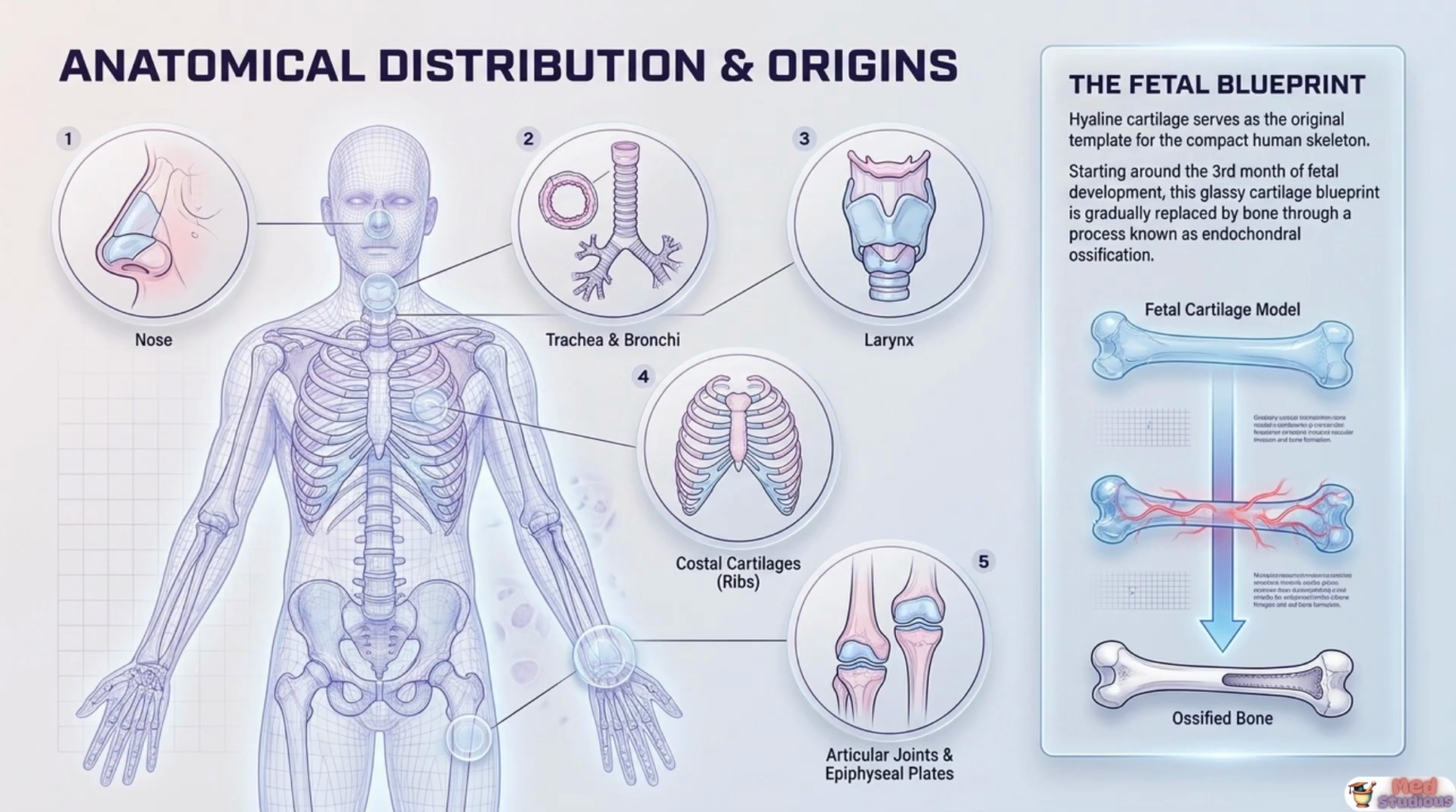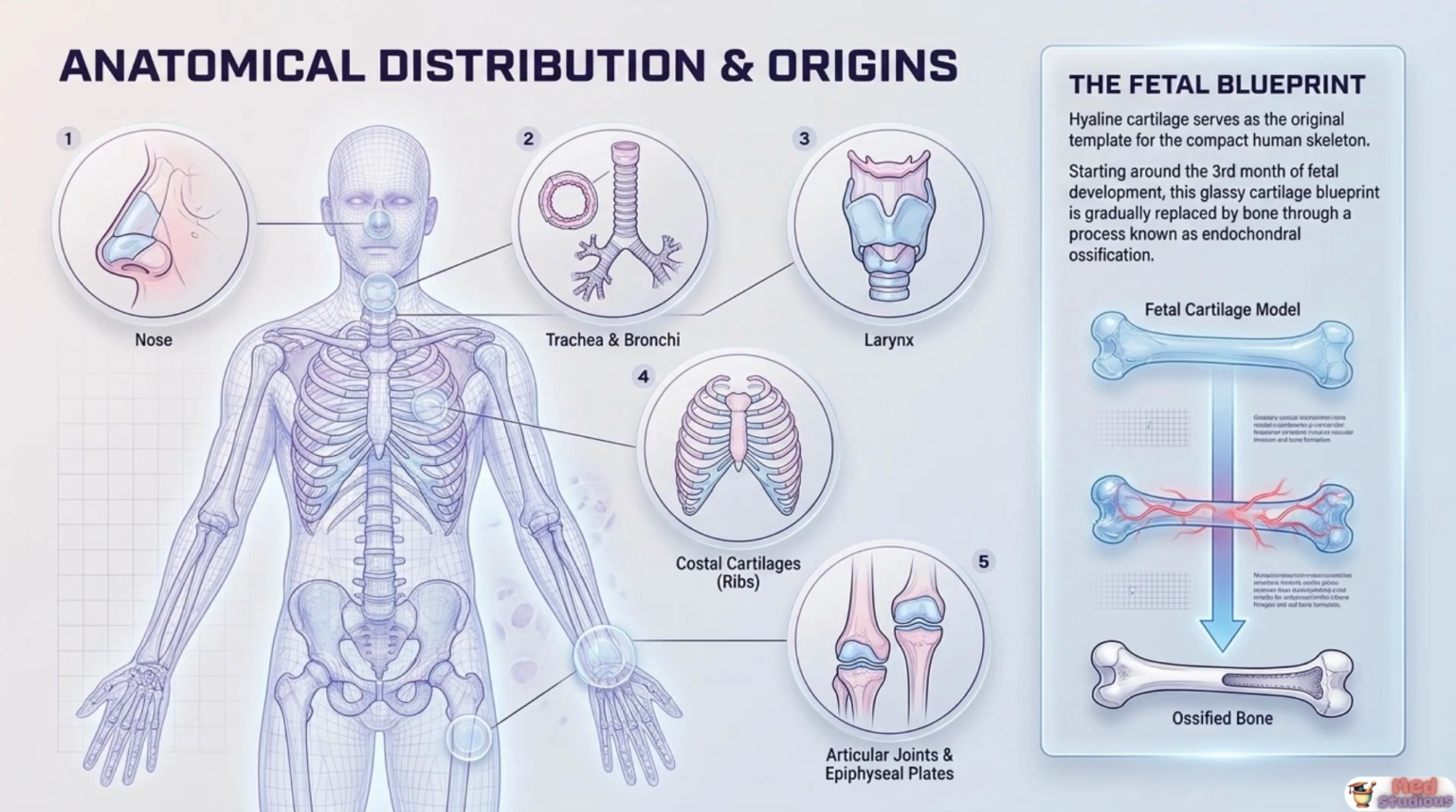Location 3 is the larynx. Most of the cartilaginous framework of the larynx, including the thyroid cartilage, the cricoid cartilage, and the lower portions of the arytenoid cartilages, is hyaline cartilage, giving the voice box its structural integrity and protecting the vocal folds. Location 4 is the costal cartilages of the ribs, the flexible connective bridges between the bony ribs and the sternum that allow the chest wall to expand with each breath without the ribs shattering under the mechanical stress.